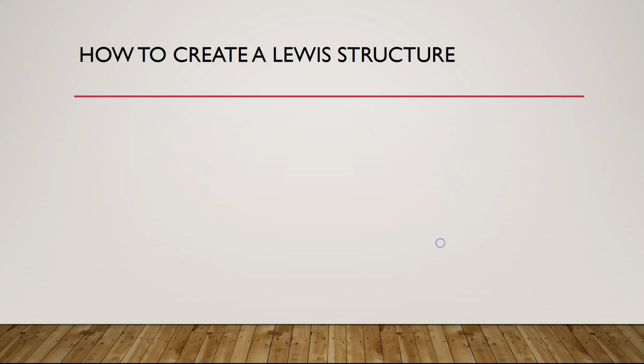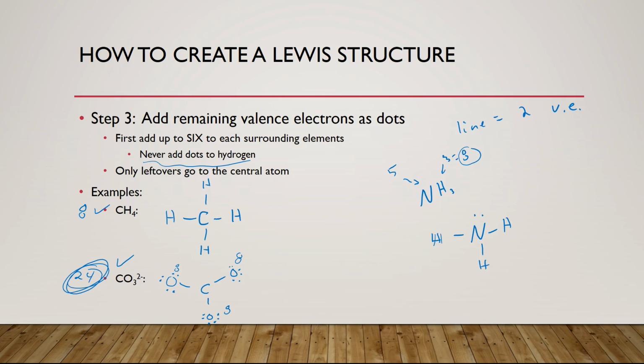So when I say only leftovers go to the central atom, that's after you put as many as you can around your surrounding atoms. If there's still more electrons to assign, then those go on that central atom. But because we can't put dots on hydrogen, no dots on hydrogen, please, right? I had 2 left over after the 2, 4, 6. I needed to assign 2 more. Those went there.